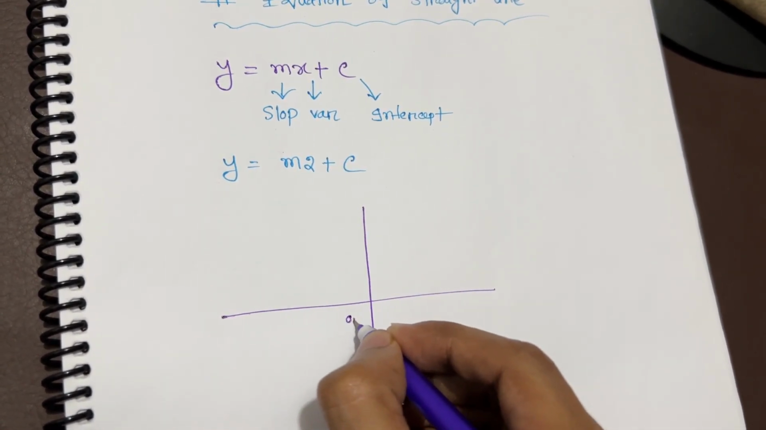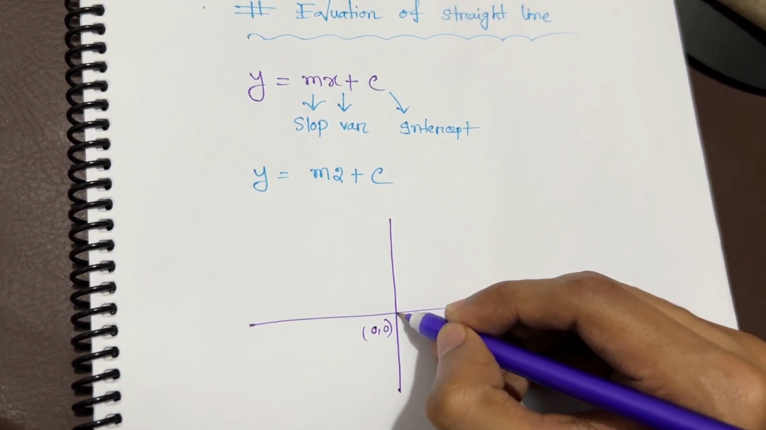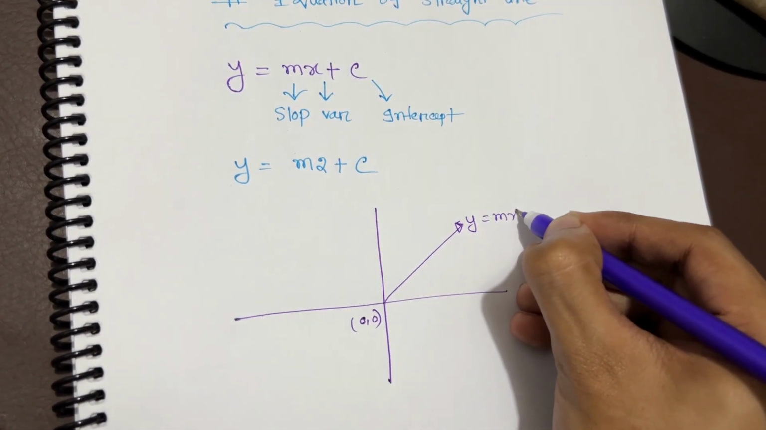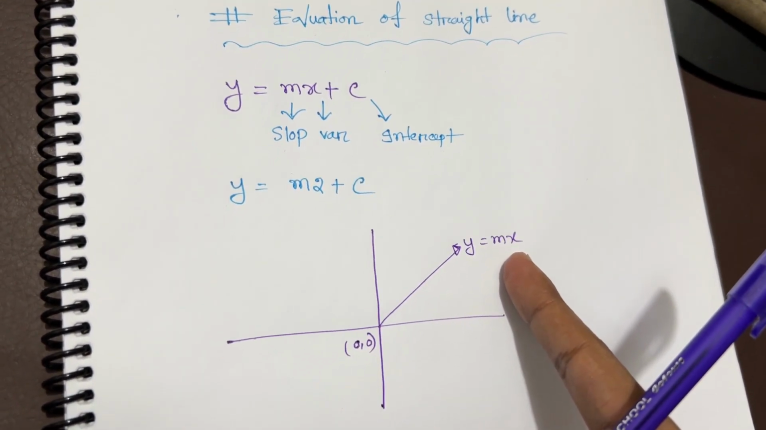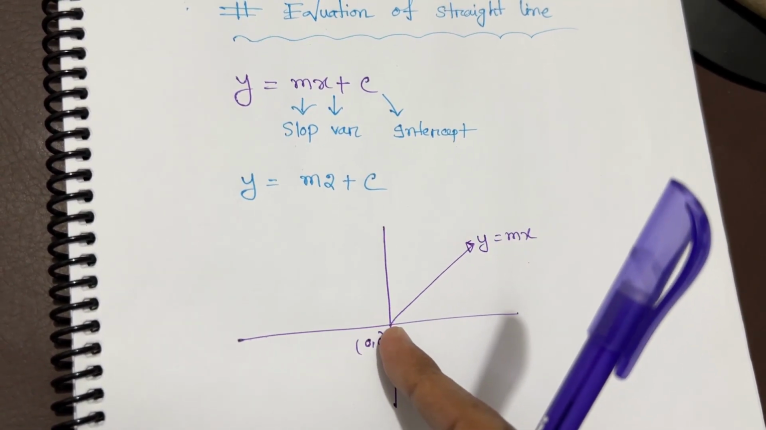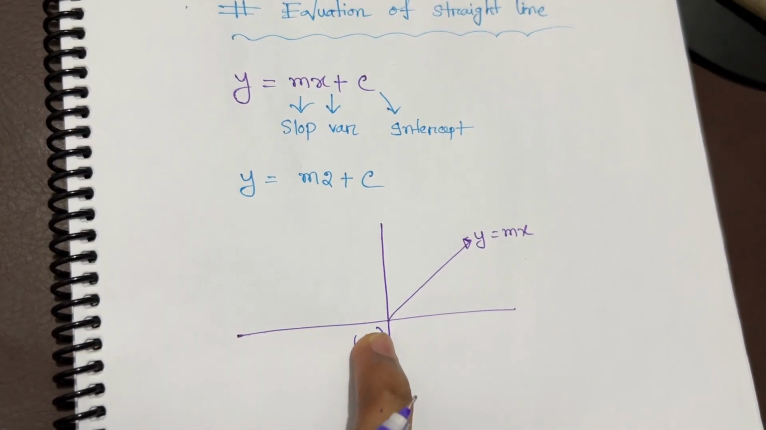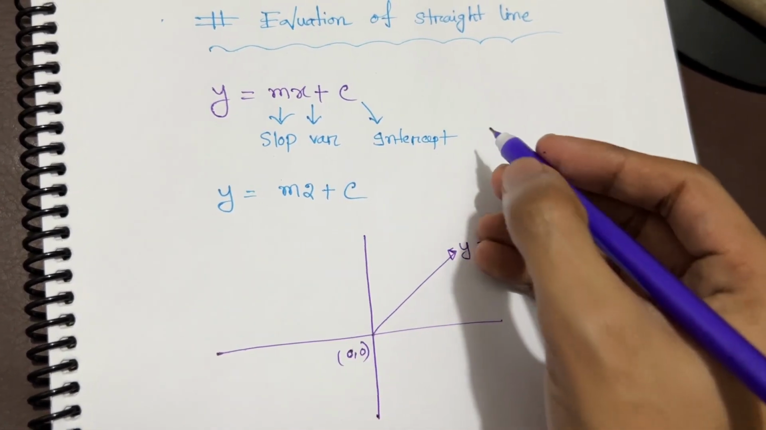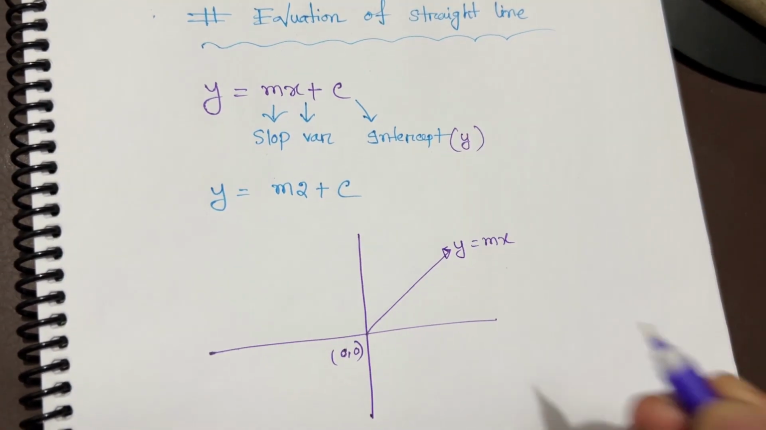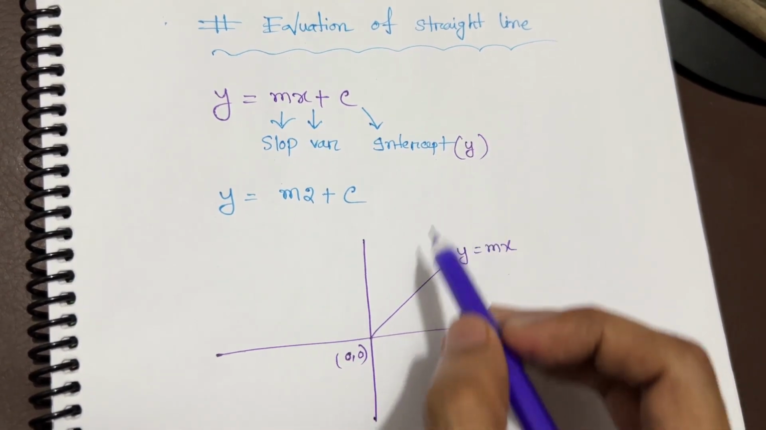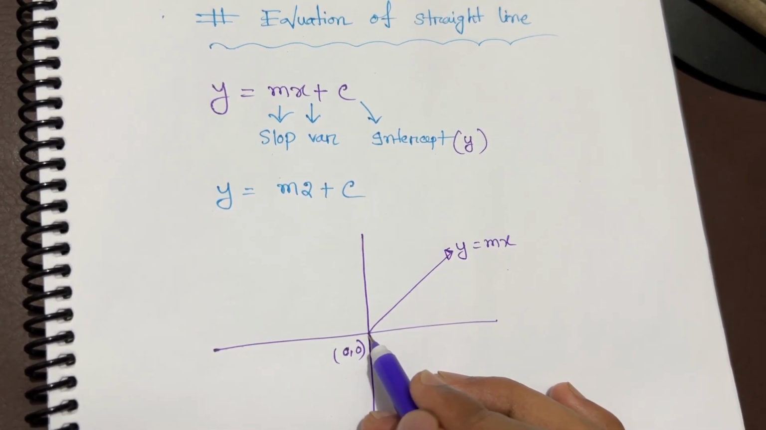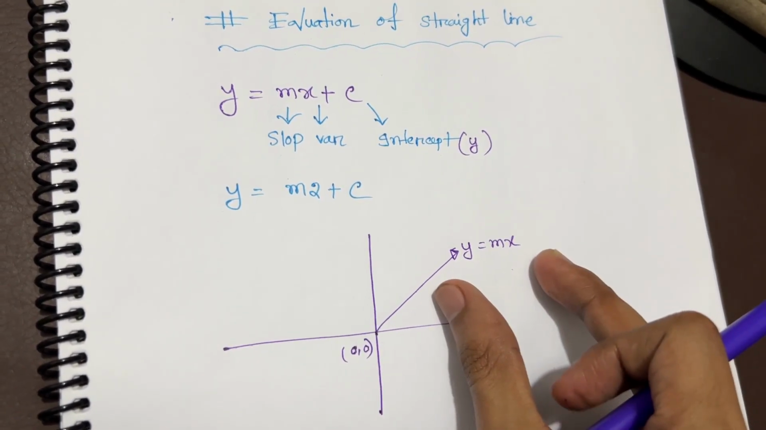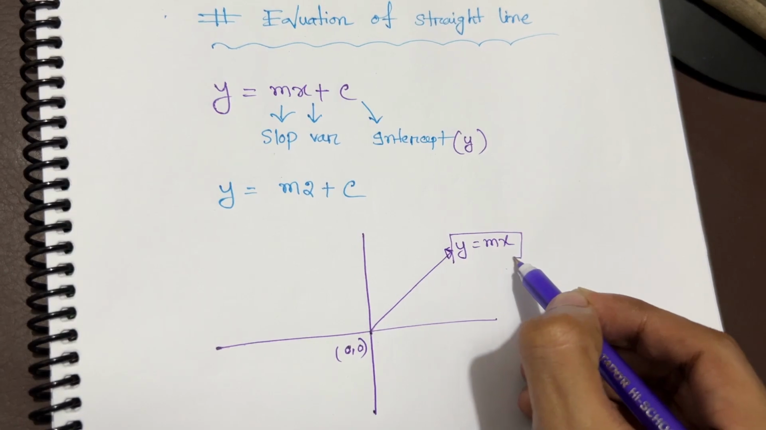Suppose this is the 0, 0 point, and we just draw a straight line, which we call y equals mx. Now why is this y equals mx? Because it is coming from the center. If it is coming from the center, there is no intercept c. C is actually the y-intercept, and I should write it as y. Which y point does it cut? Because it is not cutting any y point, it is coming from 0, 0. That's why I don't need to write mx plus c. So this is the main thing that you need to understand.